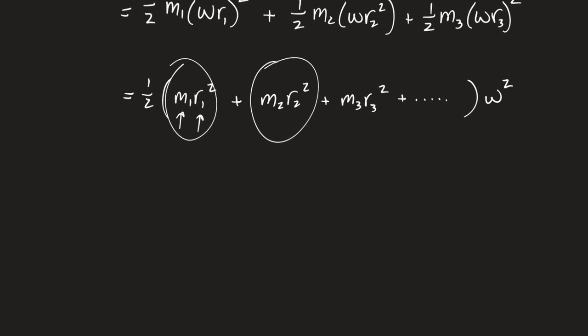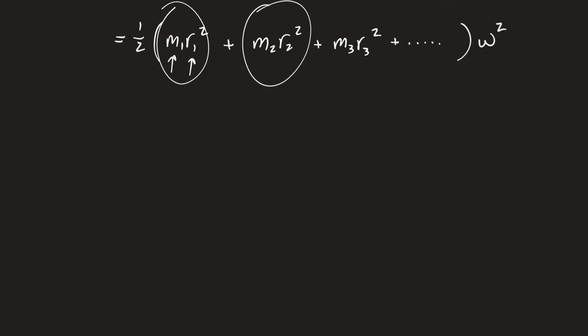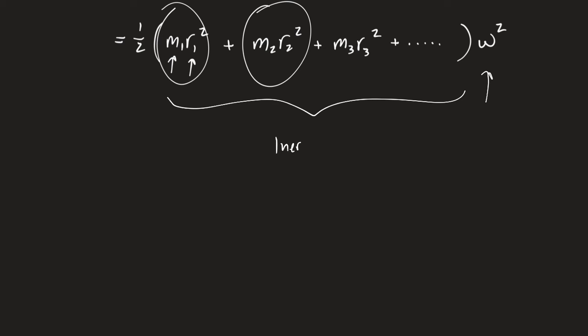And if you look at what we have here, we have something about the velocity squared here. All of this is how inertia is expressed.